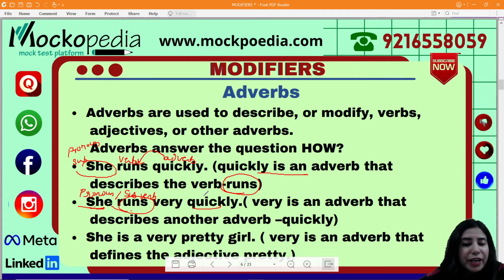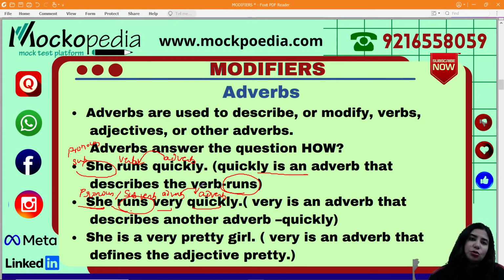And quickly, as we had already decided, is an adverb, right? So very is an adverb that is defining another adverb. This is another usage. An adverb can qualify a verb. An adverb can also qualify another adverb, right? If I say how quickly, you're going to say, ma'am, very quickly. So very is an adverb that is describing another adverb, quickly, and quickly is an adverb that is defining runs, right? Are we clear with this example, everybody?